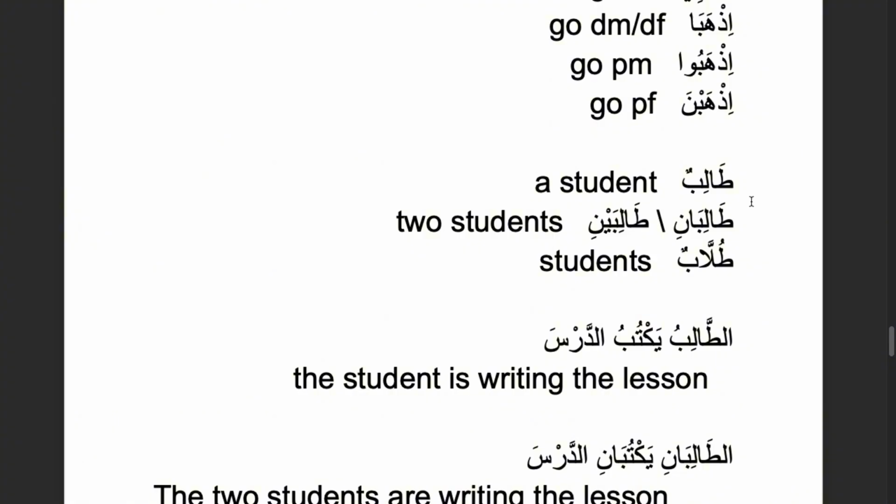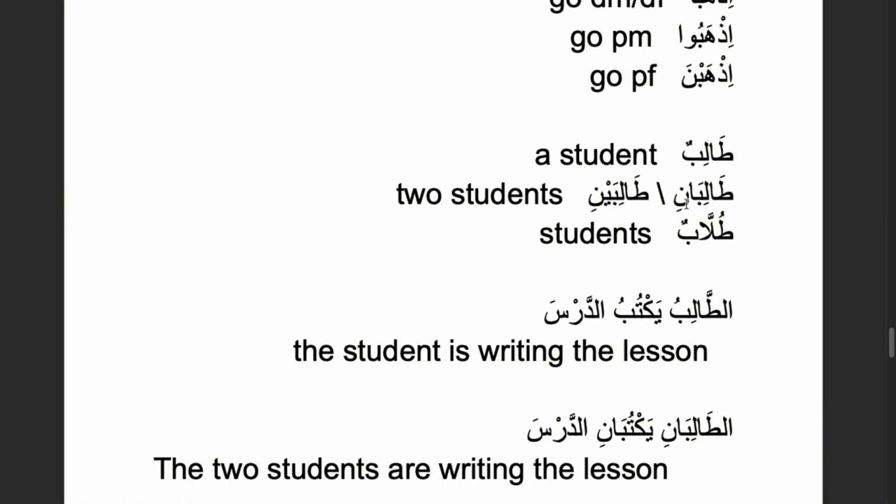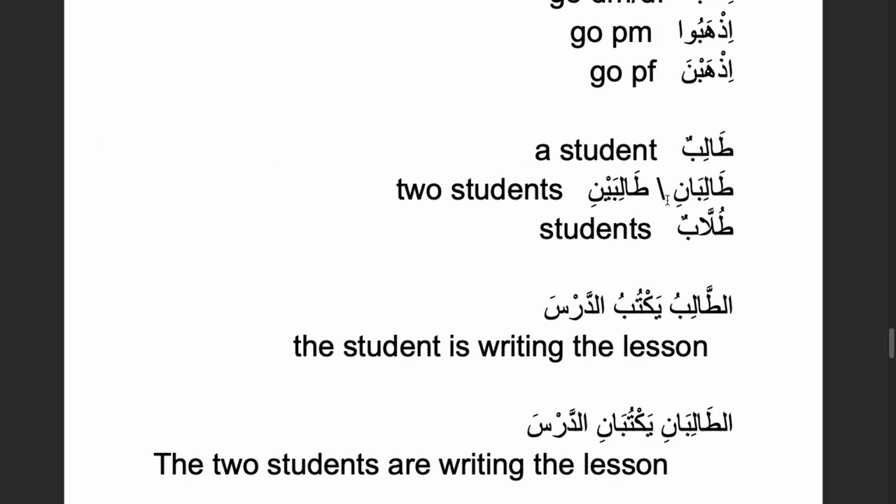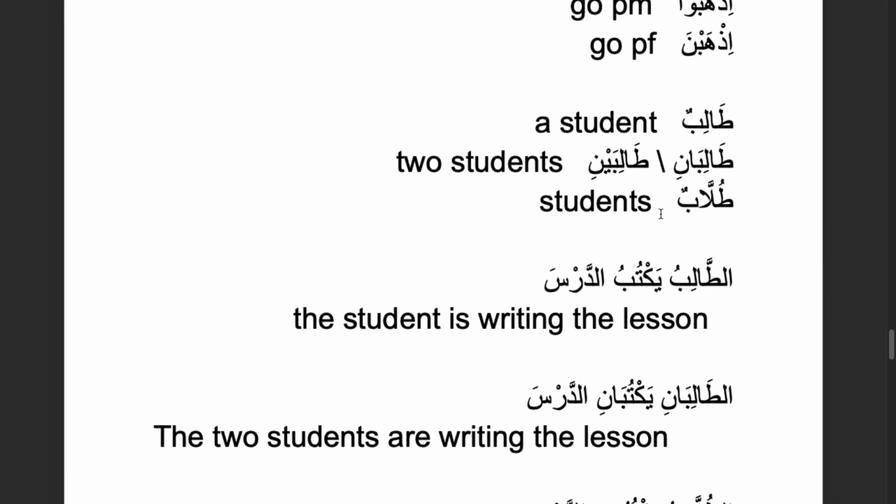To make it a dual, we add either ani or aini to the end. It depends on the grammar, we're not going to get into that right now. You will either find it as talibani or talibaini. And then the plural here is tullab, which we call a broken plural. But again, we're not going to get into that either.